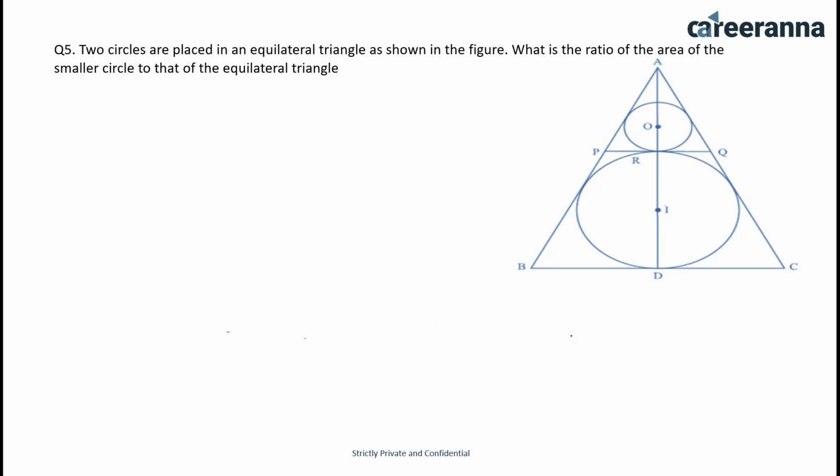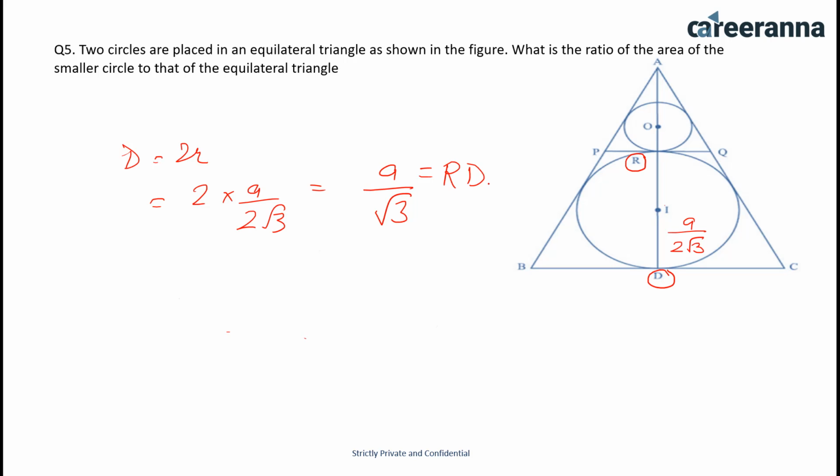So this is an equilateral triangle given to us, and I need to find the inradius. So inradius is nothing but a upon 2 root 3, right? So I need to find the diameter of this circle. So diameter is 2r. This will become 2 into a upon 2 root 3. So diameter of this circle will become a upon root 3. That means RD comes out to be a upon 2 root 3. Now I know the value of AD.